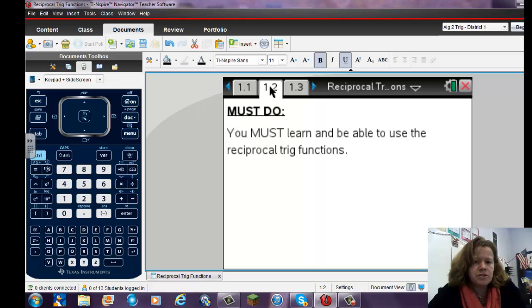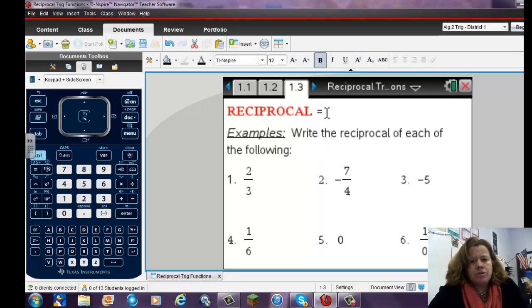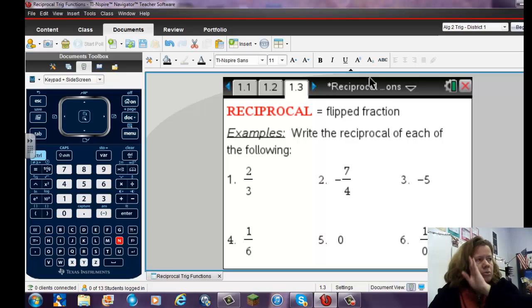This does have different sections. We're always going to start with a must-do. Well, you know what a reciprocal is. A reciprocal, not technically, is a flipped fraction. It's a number that when you multiply a number by its reciprocal, you always get 1, the multiplicative inverse. So, for these examples, let's write the reciprocal of each of the following, or we could just talk through them. So, 2/3, the reciprocal, flip that fraction, is 3/2.